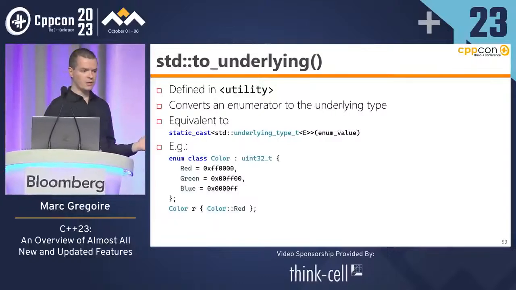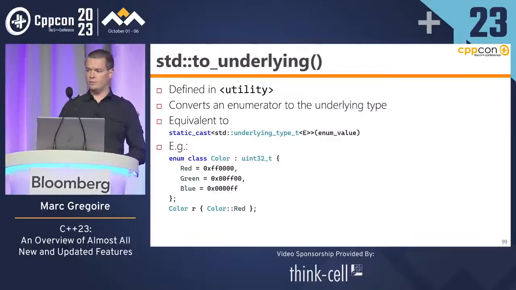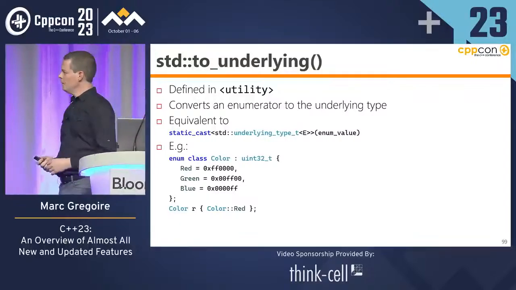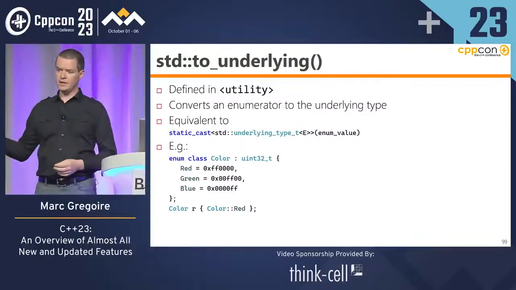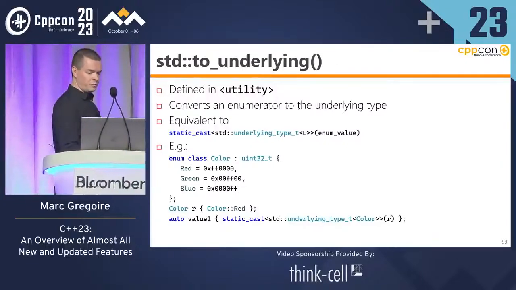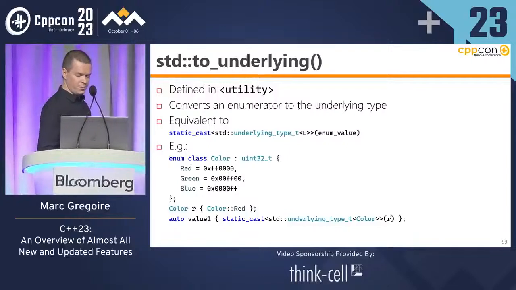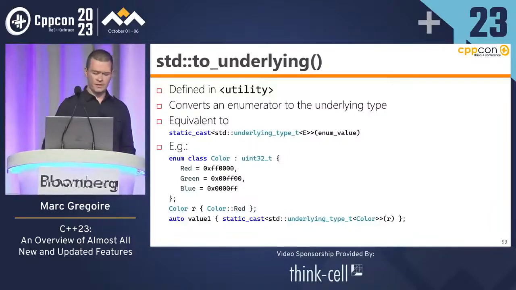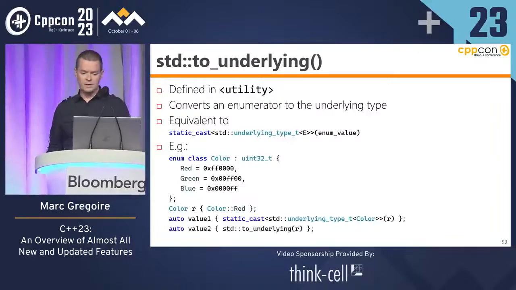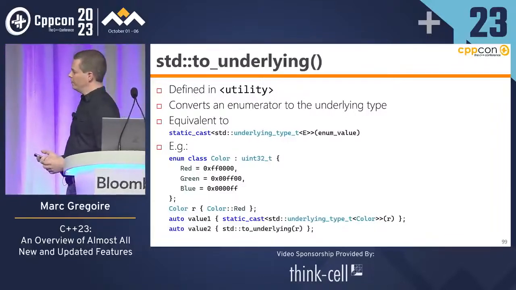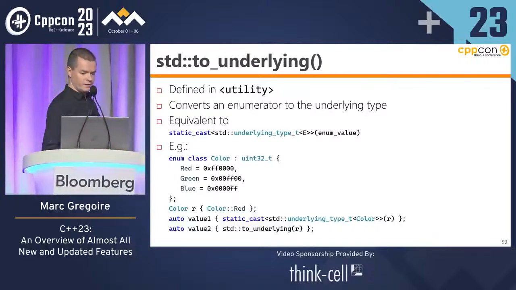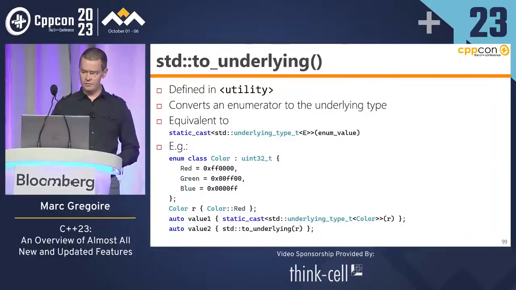So let's look at an example. Here I have an enum class Color with the underlying type a 32-bit unsigned integer, and I have three colors: red, green, blue. Then I define a Color r, initialized with Color::red. When I want the actual 32-bit color of my r, in the past you used this static_cast to the underlying type. Now you can simply write std::to_underlying(r), and you will get the 32-bit unsigned integer of the color red out of it.